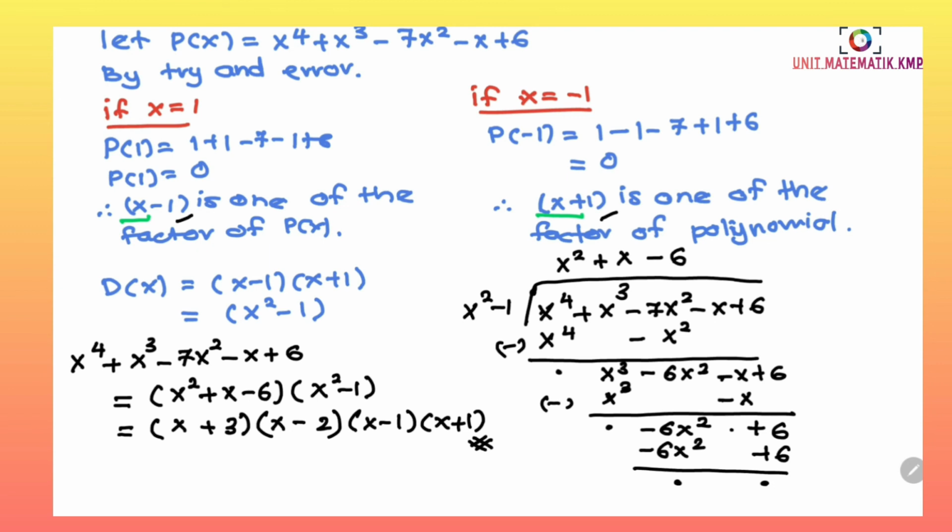Next we want to find the roots. The question asks us to find the roots. So what are the roots? Can you identify them? The roots are found by taking each factor and equating it to 0. So x plus 3 equal to 0. So the roots are x equal to negative 3, x equal to 2, x equal to 1, and x equal to negative 1. Okay, that's all.